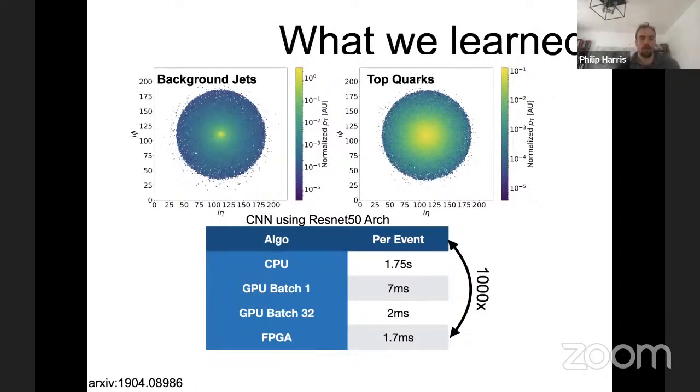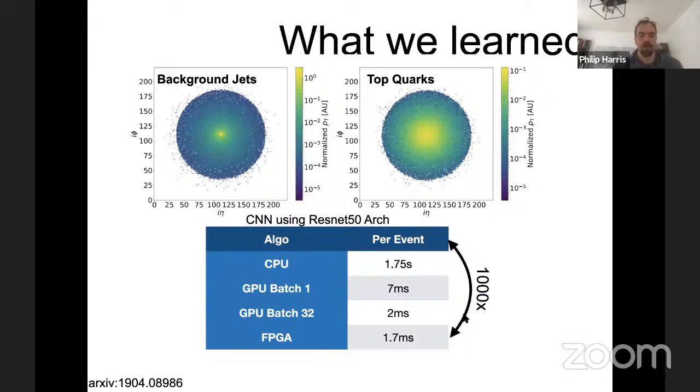So we did a first test where we tried to discriminate top quarks from background jets. We did this using just a CNN architecture. We made a jet image, and we used this giant ResNet-50 architecture. With that, we were able to train a network that could separate top quarks and background jets, and we got pretty close to the world-leading best tagger, within the uncertainty of the data set. So we made what we thought was a good network. Then we ran it on a CPU, and it takes a little bit less than 2 seconds per event.